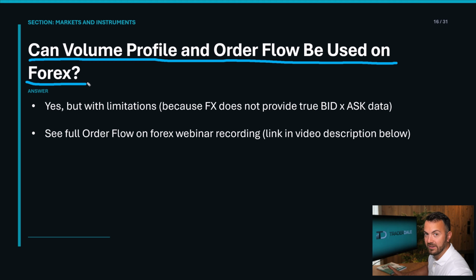Volume profile very easily, there's no problem about that. With order flow, it's a bit more complicated because there are some limitations because Forex doesn't provide true bid and ask data, but it is possible, especially with my software.